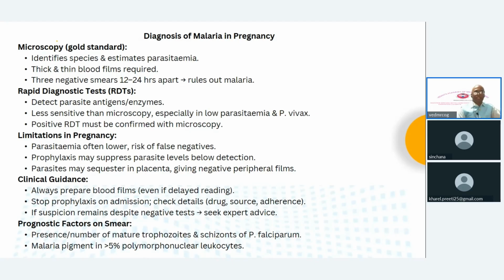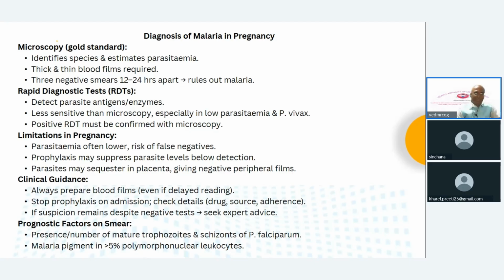A positive RDT, that is rapid diagnostic test, must be confirmed with microscopy. So the gold standard will be microscopy, thick and thin blood films. Limitations in pregnancy: parasitemia is often lower and the risk of false negative is high. Prophylaxis may suppress parasite level below detection. Parasites may sequester in the placenta, giving negative peripheral films. So these are the limitations in pregnancy.